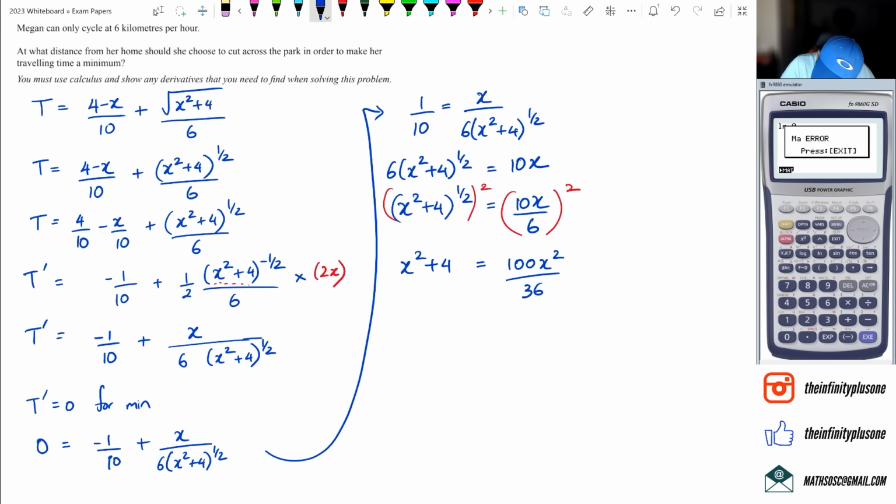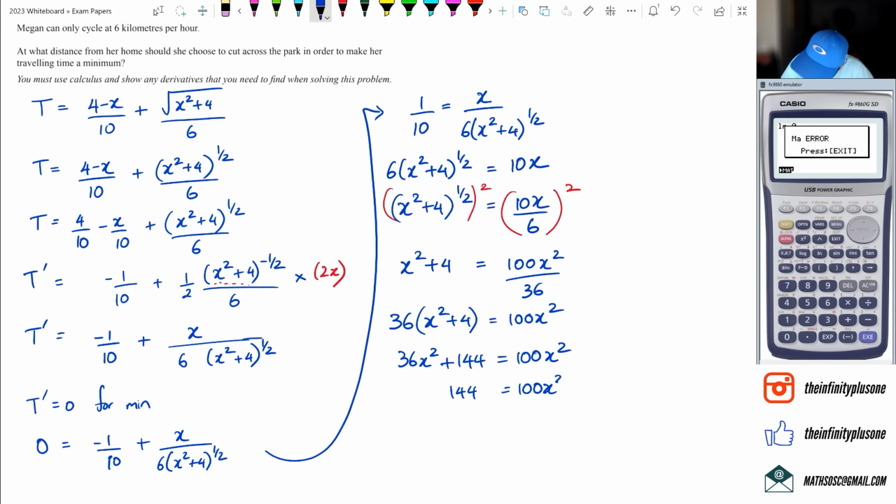Cross multiply this, and I've got 36 times (x squared plus 4) is equal to 100x squared. 36x squared plus 144 equals 100x squared. 144 equals 100x squared minus 36x squared. 144 equals 64x squared. And then x squared is equal to 144 divided by 64.